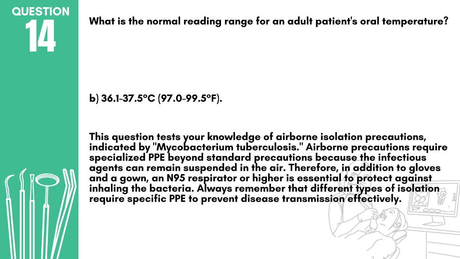Temperatures outside this range can indicate fever, pyrexia, or hypothermia and may warrant further medical evaluation or treatment modification. For example, when taking a patient's vital signs, a reading of 98.6 degrees Fahrenheit, 37 degrees Celsius, is a common healthy temperature. Always remember that approximately 97 to 99.5 degrees Fahrenheit is the normal range for oral temperature.